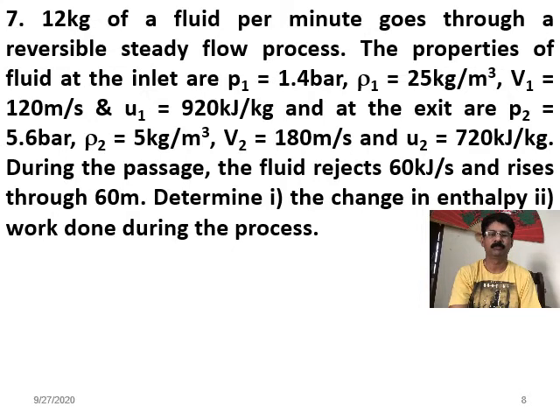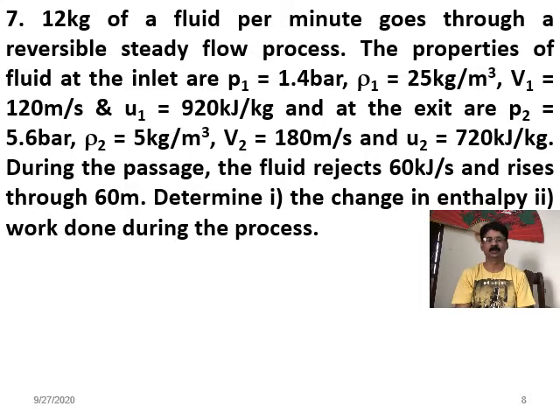12 kg of a fluid per minute goes through a reversible steady flow process. The properties of fluid at the inlet are P1 equal to 1.4 bar, rho 1 equal to 25 kg per meter cube, V1 equal to 120 meter per second, U1 equal to 920 kilojoules per kg, and at the exit are P2 equal to 5.6 bar, rho 2 equal to 5 kg per meter cube, V2 equal to 180 meter per second, U2 equal to 720 kilojoules per kg. During the passage, the fluid rejects 60 kilojoules per second and rises through 60 meter. Determine the change in enthalpy and work done during the process.